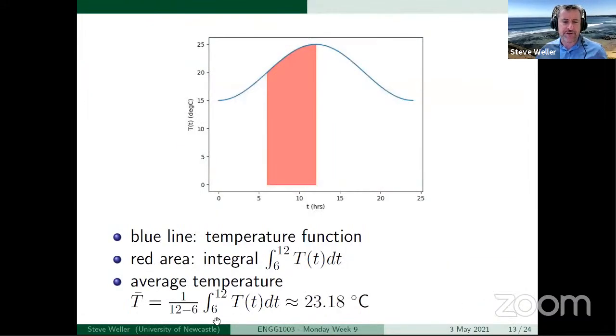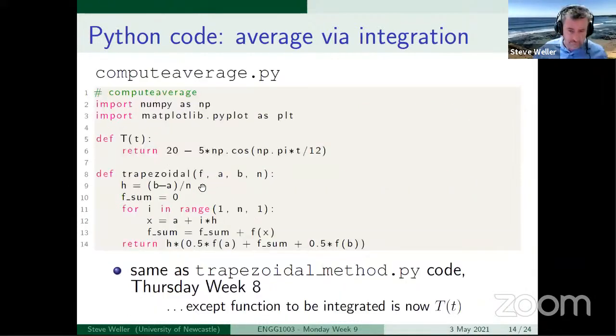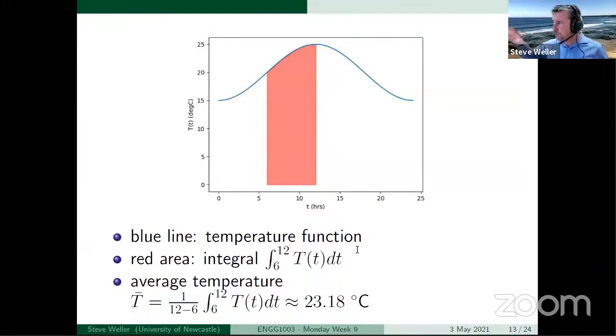And remember, the average is scaled by dividing the integral by the difference between the upper and lower limits of integration. And so here it is, we compute t average as the integral, or an approximation to the integral, over the limits a to b, scaled by the upper minus the lower limits of integration. Okay, so far so good. And if we were to run that code, what we would see on the console is the value, what did I say it was, 23.18. We'll do it live in just a moment.